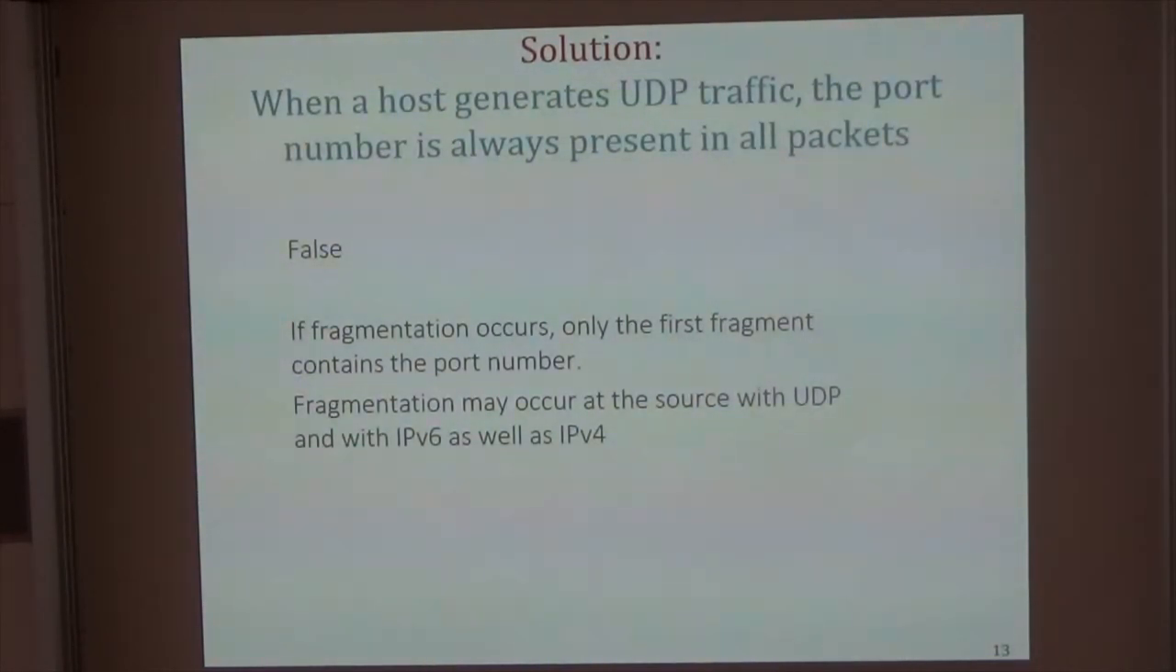Which means if you try to interpret the port number by going to the position where there is a port number in UDP, you will read a number, because it's only bits, but this will not be the port number. So port numbers are present only in the first fragments. So if you have filtering routers that kill packets that have port numbers they don't like, they cannot kill the other fragments. They can kill only the first fragment with the port number, but not the second. But of course, it doesn't matter, because at the destination, if the first fragment is killed, the other fragments are useless.